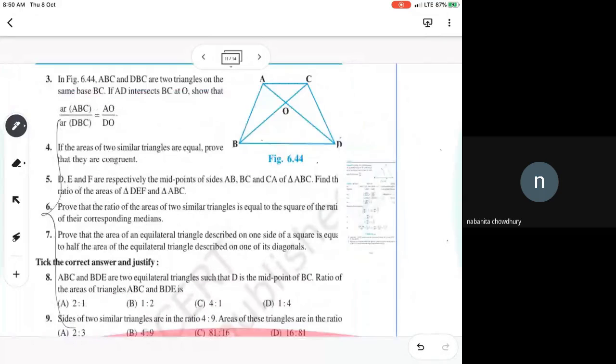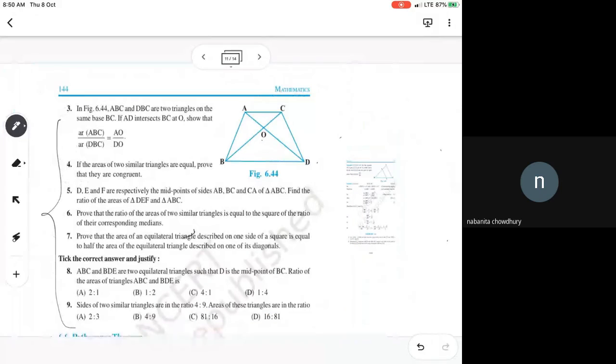So what is the question given to you? Please see here and try to understand the question first of all. If you try to understand the question first of all, then it is an easy task for you to do.